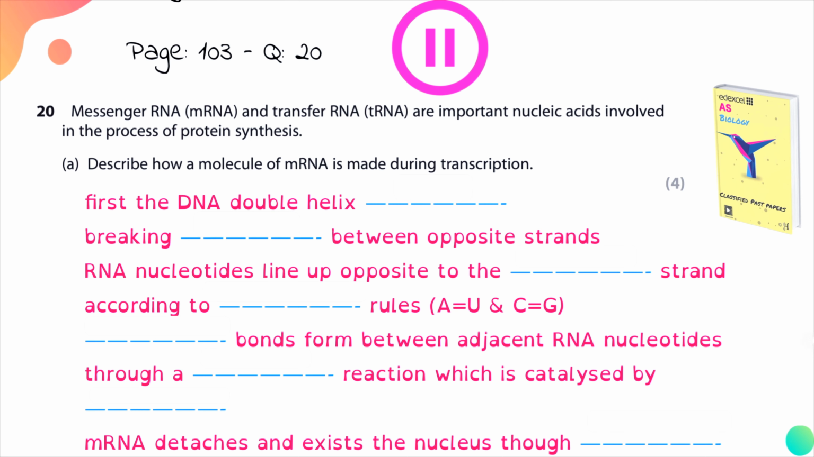I want to practice now this part that we've already done, transcription. So here's an exam question taken from a past paper. It says, describe how a molecule of messenger RNA is made during transcription. The question is worth 4 marks. And as you can see, I've written more points than is required.